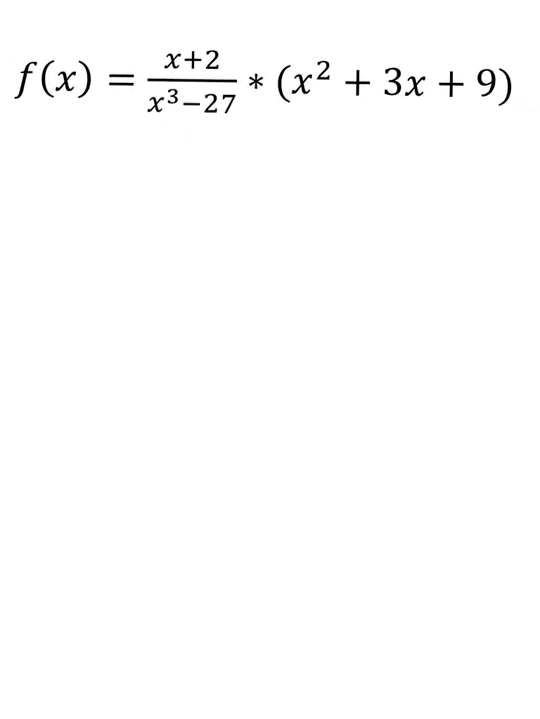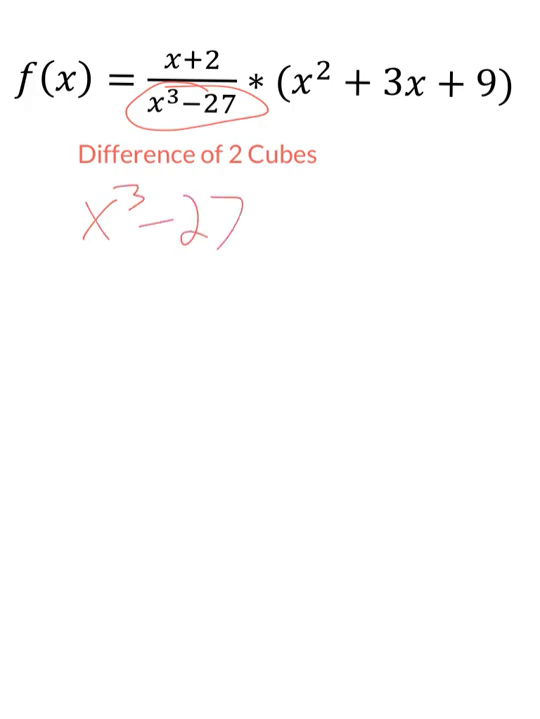All right, so this one, there's only one thing to factor, and that's this expression on the denominator. So what is that? You have x to the third minus 27. If that looks familiar, it's because we went over it in chapter 5, section 4, and that is a difference of 2 cubes. So you'll recall the difference of 2 cubes pattern is that you take your two terms and you write them as literally a difference of 2 cubes.